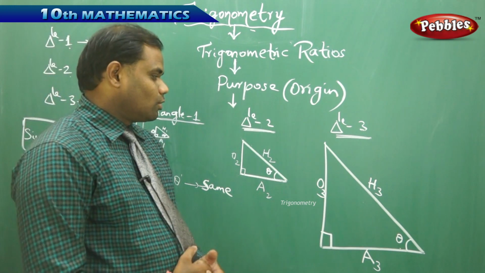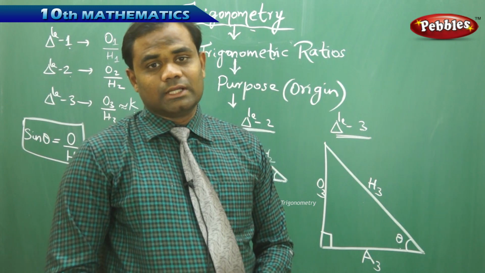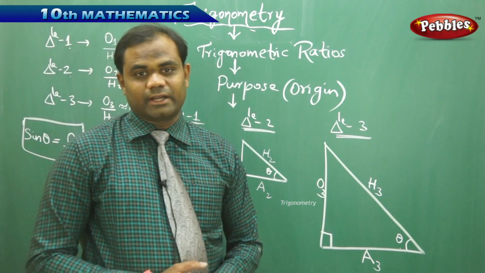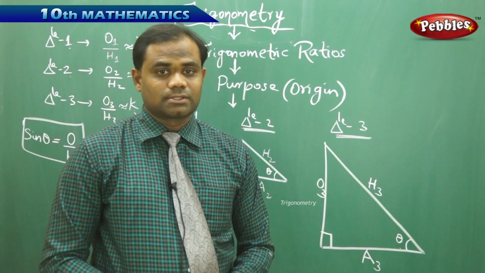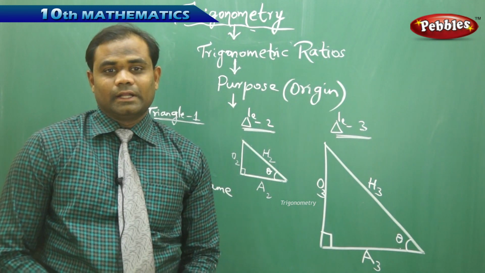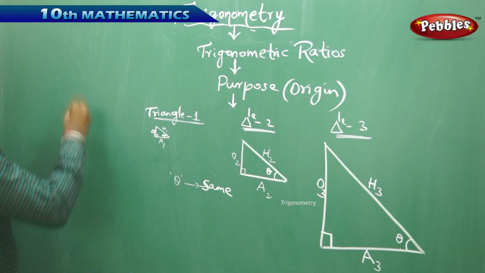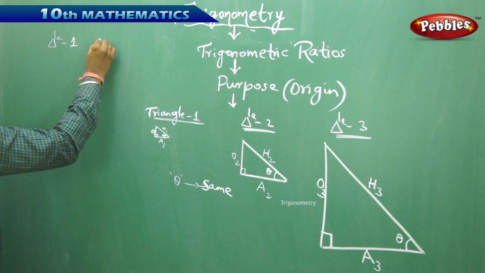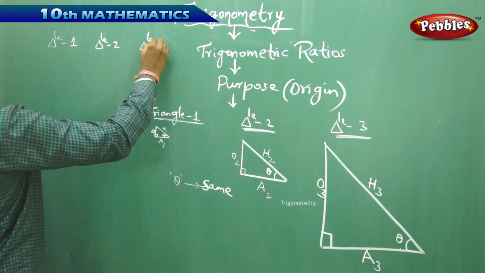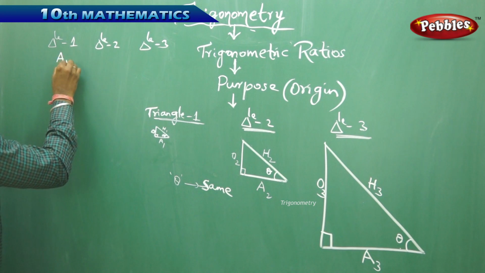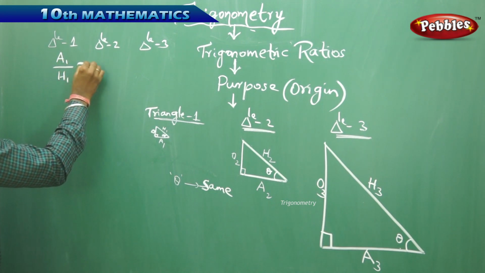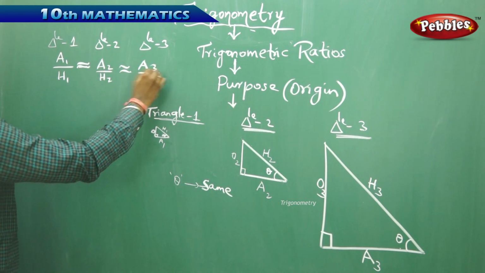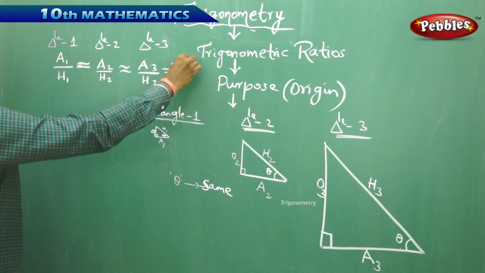Similarly, as we connected opposite and hypotenuse, there were also similar comparisons made from adjacent by hypotenuse. So let's see what interesting facts have come through adjacent and hypotenuse connected through the ratio. Next comes connecting adjacent and hypotenuse. So for triangle 1, triangle 2 and triangle 3, I have adjacent by hypotenuse approximately equal to adjacent by hypotenuse approximately equal to adjacent by hypotenuse, which was denoted with some k.